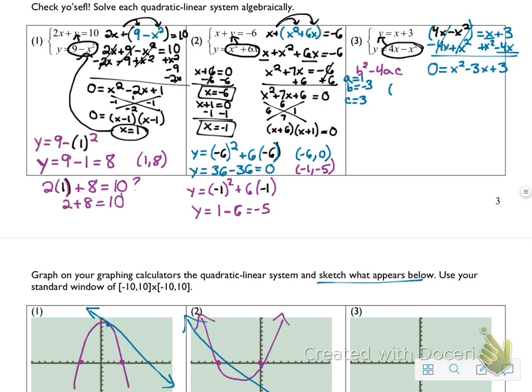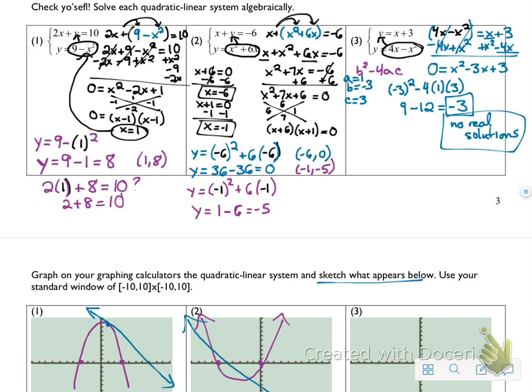So we end up with negative 3 squared minus 4 times 1 times 3. Negative 3 squared is 9, and negative 4 times 1 times 3 is negative 12. Well, that gives us negative 3. That is a negative number for our discriminant, which means we have no real solutions. So it does not cross. They do not cross each other. It's the zero solutions option.